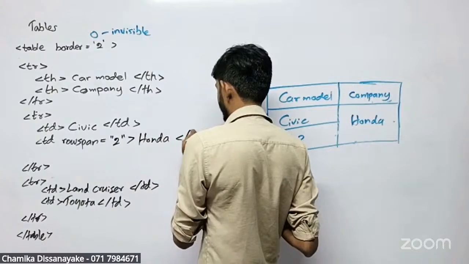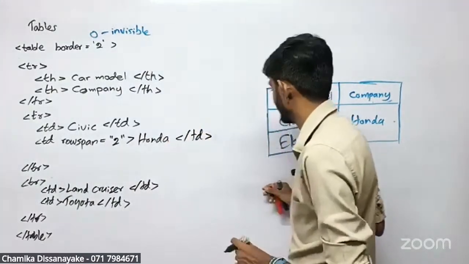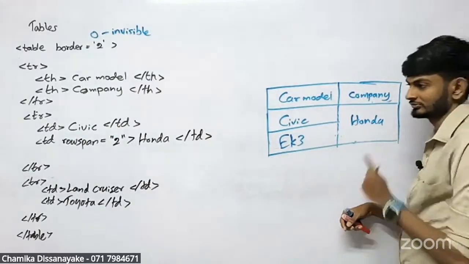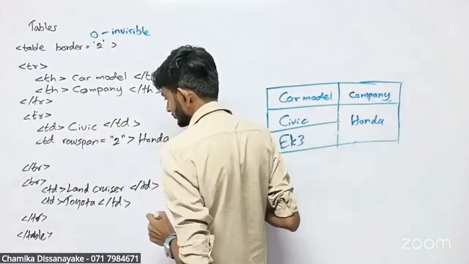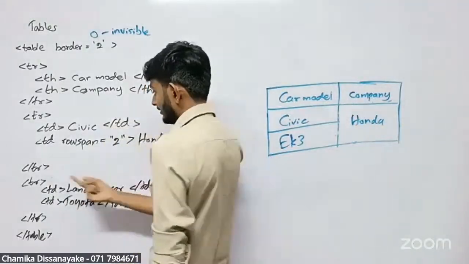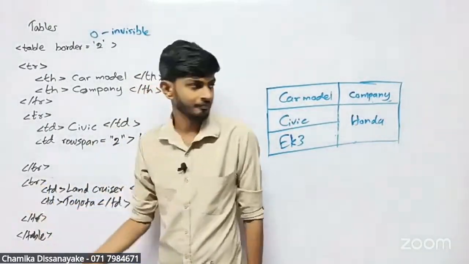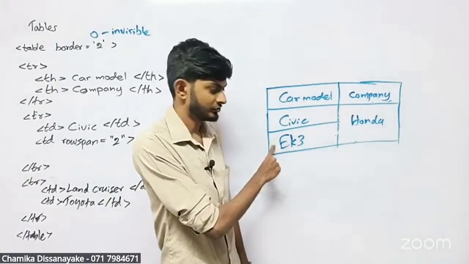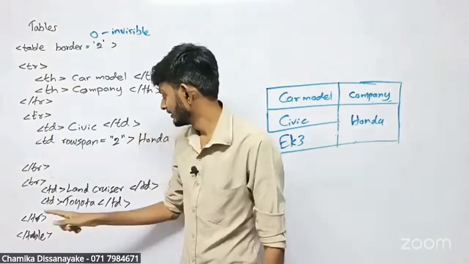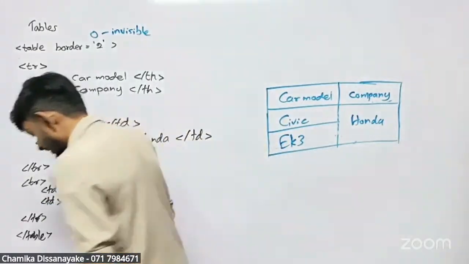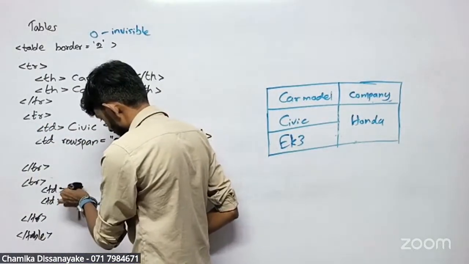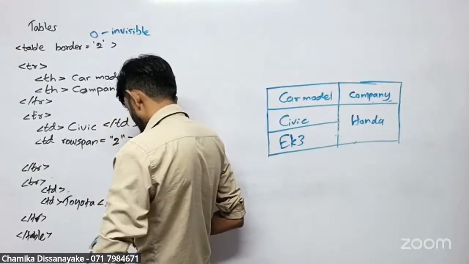So the table detail is closed. Okay, so now we are in here. The row is finished, so the row is closed. Then the next row should start. Here the next row is started. Okay, the first data here should be EK tree.